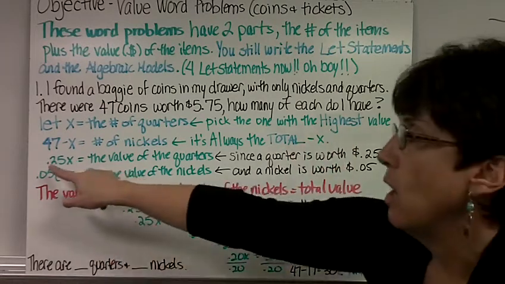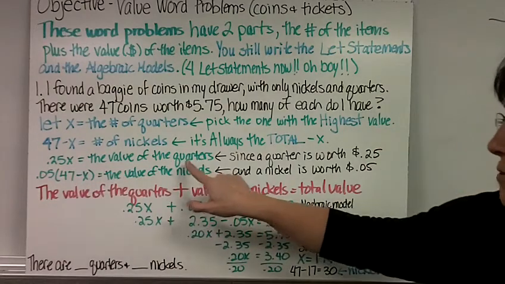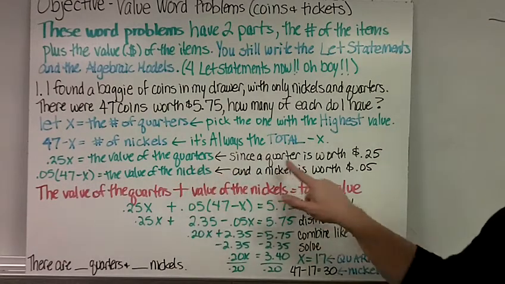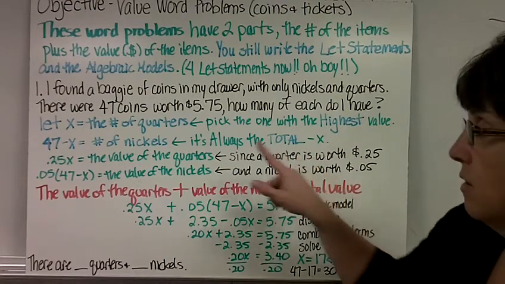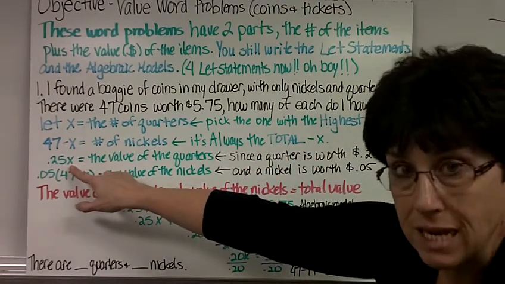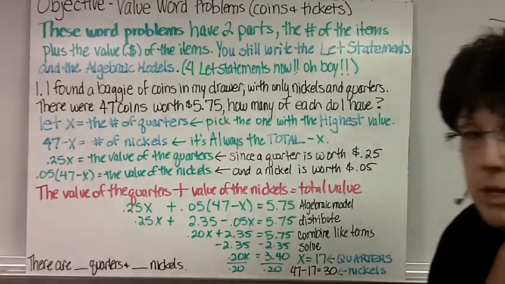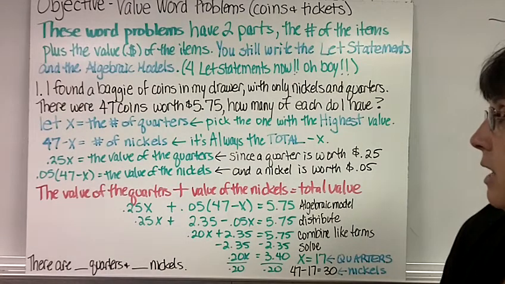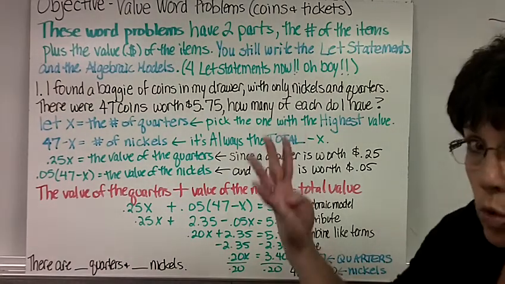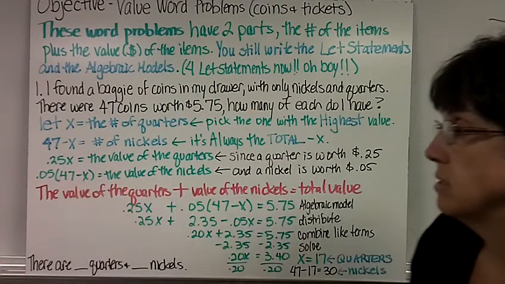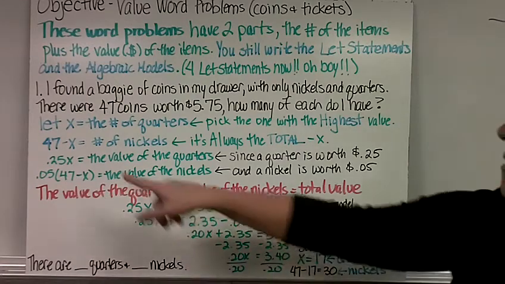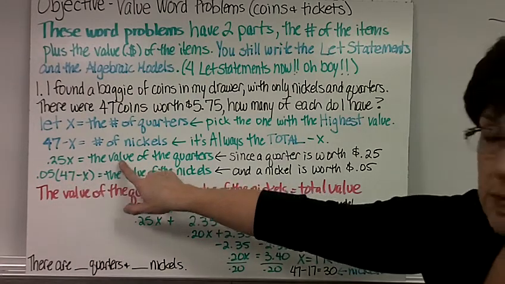All right, now 0.25x is the value of the quarters. Since a quarter is worth 25 cents, if I have however many quarters I have and multiply it by 25 cents, that's how much money I'd have. So if I had 4 quarters, 4 times 25 cents is $1. All right? So we're doing our value let statements now.